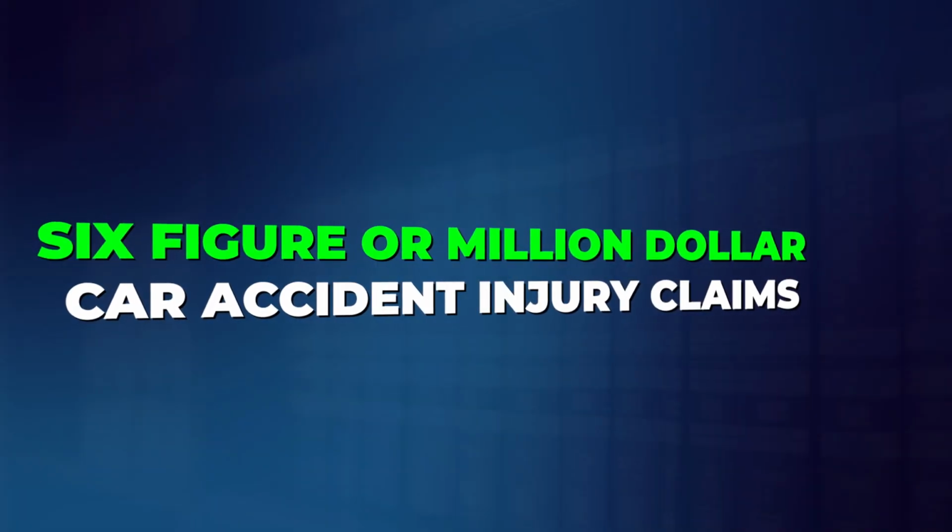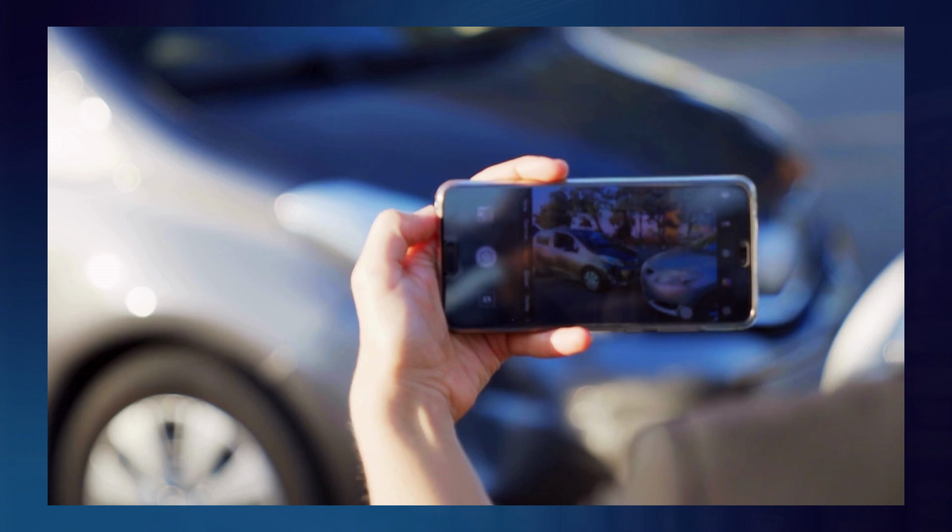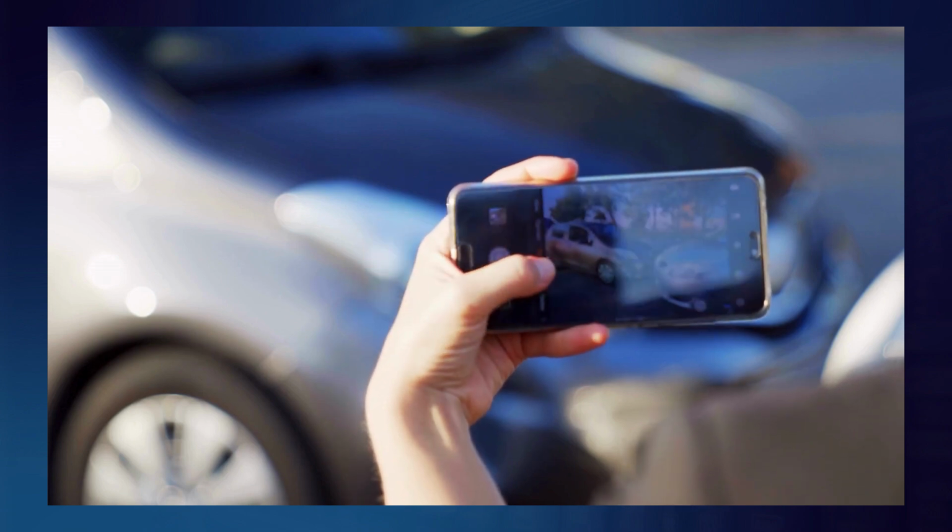So now that you know what a lower value car accident injury claim looks like, let's discuss higher six-figure or even million-dollar car accident injury claims. Liability is also key in any higher value case. You need to be able to at least show that another driver or party was at least partially liable for the accident. It's of course easiest if you can show another driver was 100% liable for the accident. You will also need to be familiar with the negligence laws in your state to know if you will be able to make a financial recovery in your case.